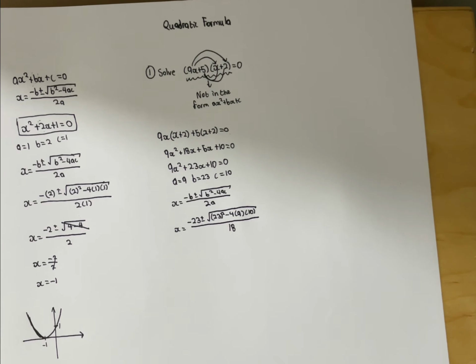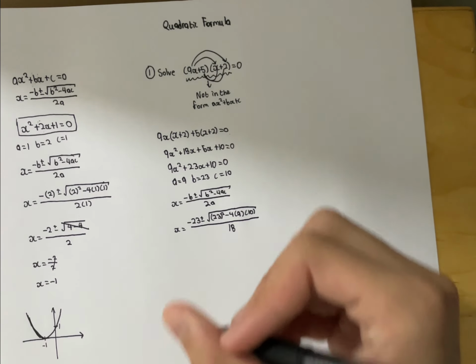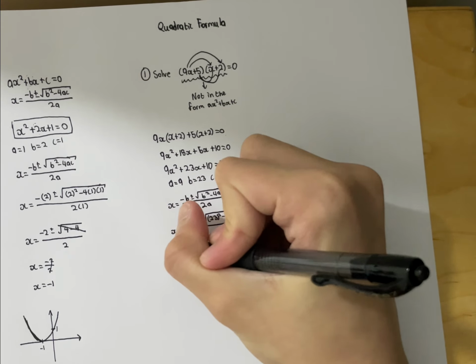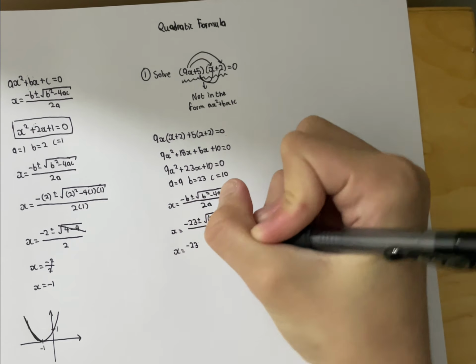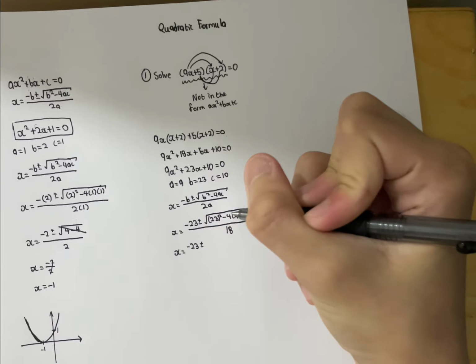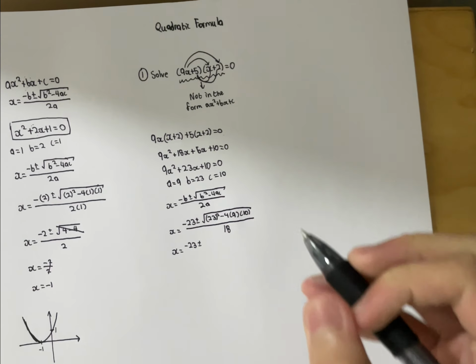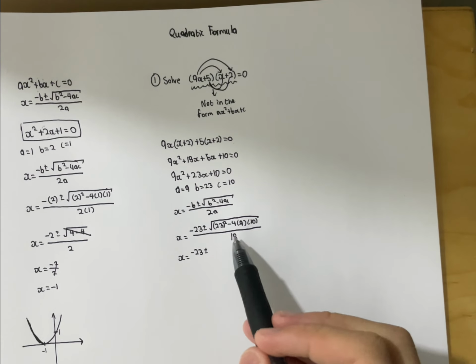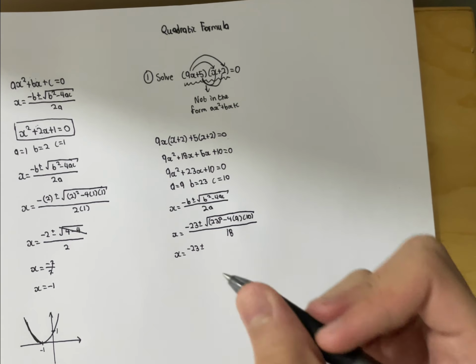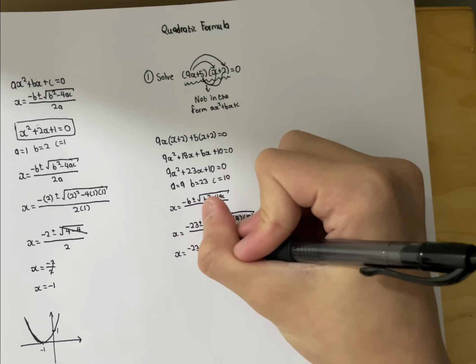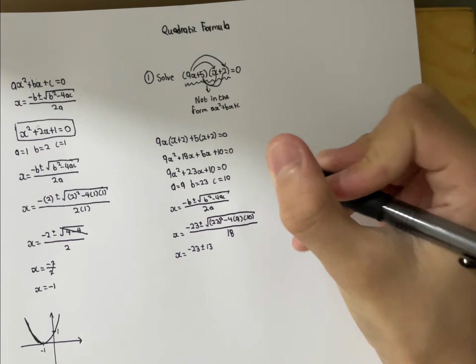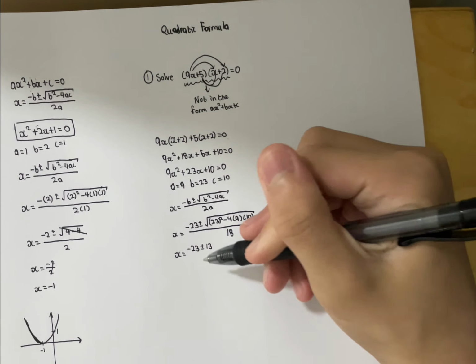Okay, so x is equal to negative 23. Actually, I want to keep the plus minus. So you just use your calculator to evaluate the square root, just so it makes life easier. 23 plus minus 13, right? Because that's the square root. So we need to keep this plus minus.